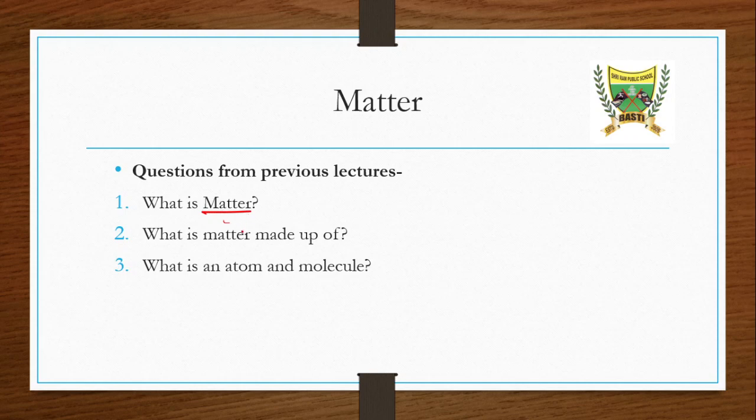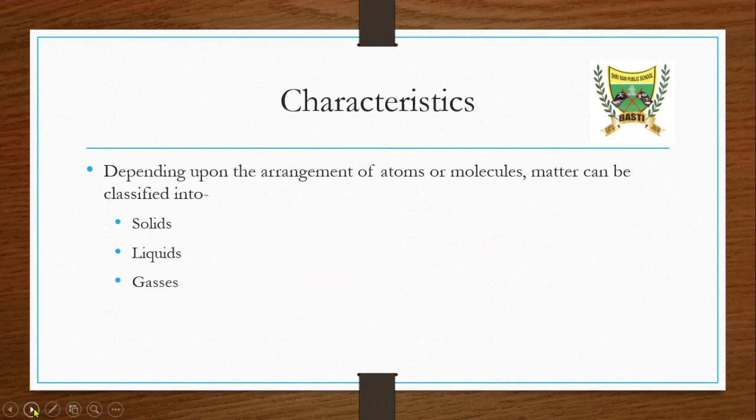We have clearly understood what is matter, how we can define it, and what matter is made up of. Obviously these are made up of atoms and molecules. Either they are atoms, or if a single atom is not in existence, then it will combine and become a molecule. And in the last we have understood what atoms and molecules are. Okay, so these three questions you have to note down in your notebook. Do it while taking notes from this lecture. Okay, let's move to the next topic.